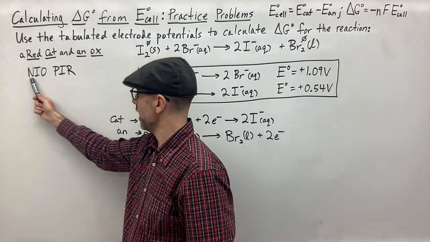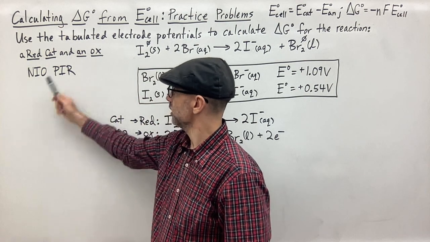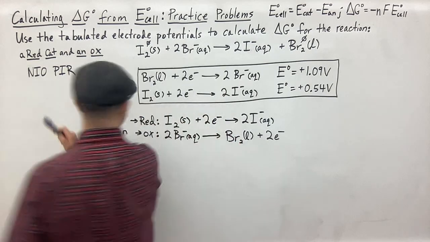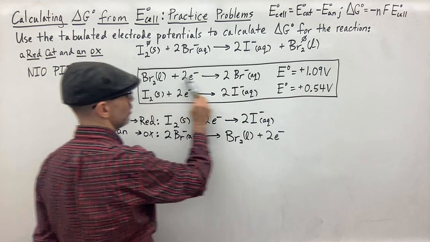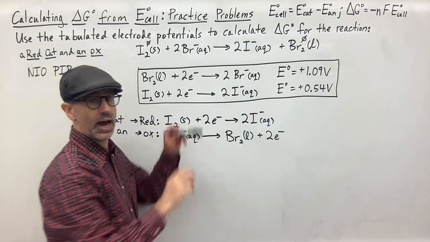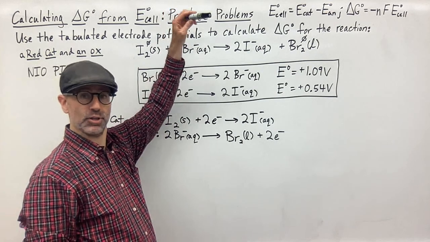So more negative is oxidation. More positive is reduction. So here we have more positive, right? So this one's more positive, so it's going to undergo reduction. It's also higher in the table. So as you go from the top of the table, it's more positive.